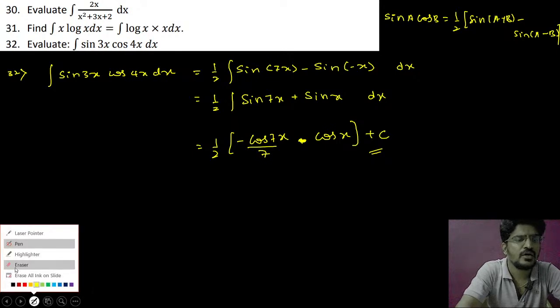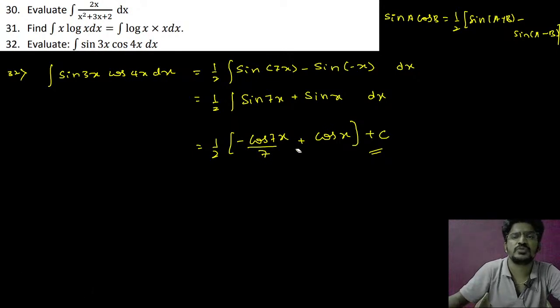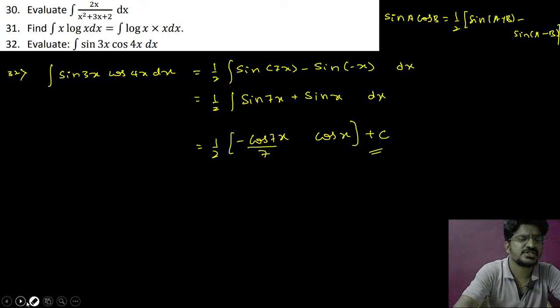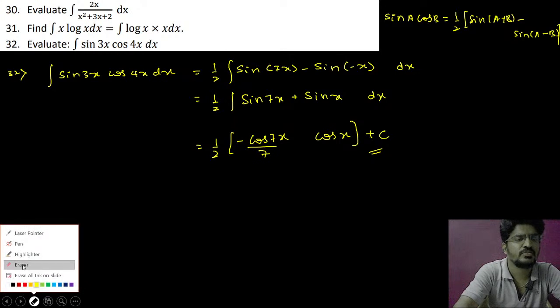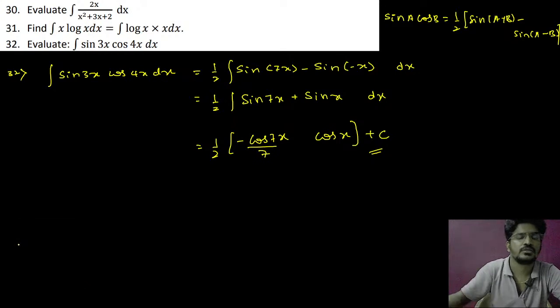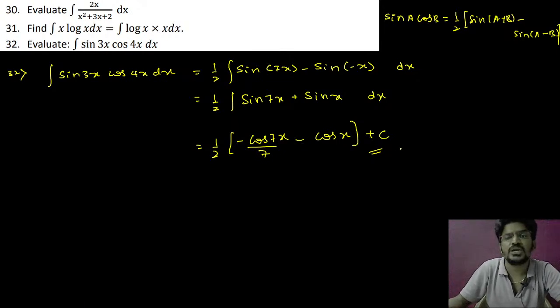All of you quickly give me thumbs up if you have understood this. Minus cos of 7x divided by 7, and here this is minus cos x plus c.